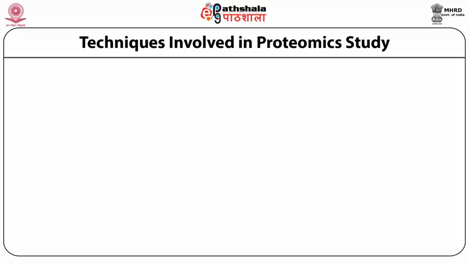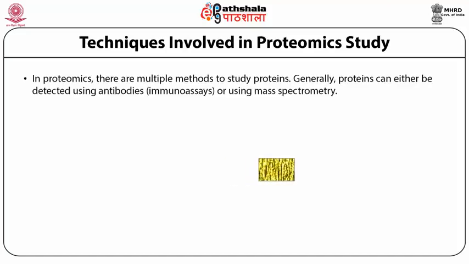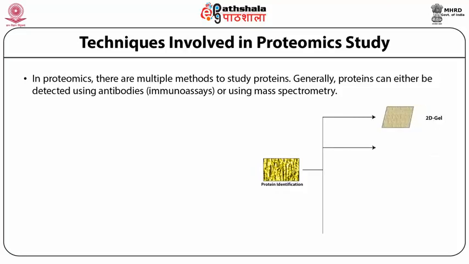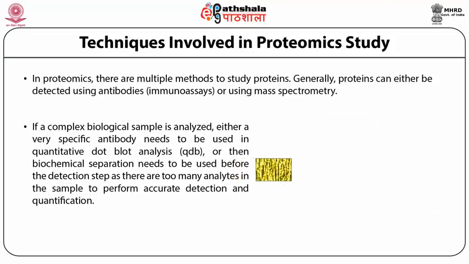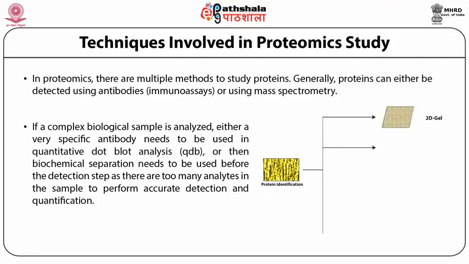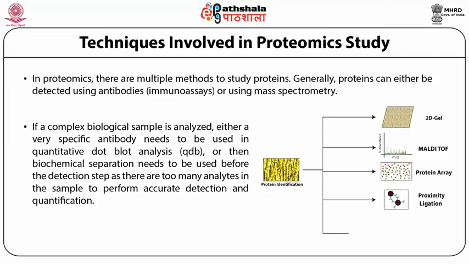Various techniques involved in proteomic studies. In proteomics, there are multiple methods to study proteins. Generally, proteins can either be detected using antibodies or using mass spectrometry. If a complex biological sample is analyzed, either a very specific antibody needs to be used in quantitative dot blot analysis, or biochemical separation needs to be used before the detection step, as there are too many analytes in the sample to perform accurate detection and quantification.